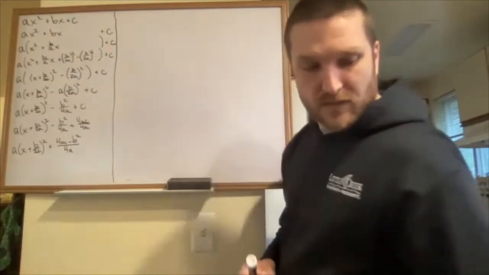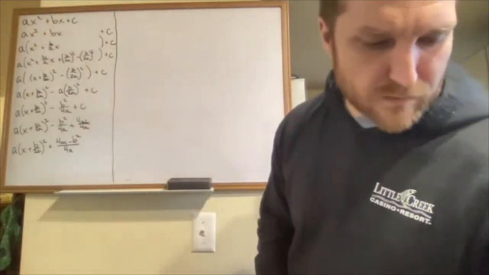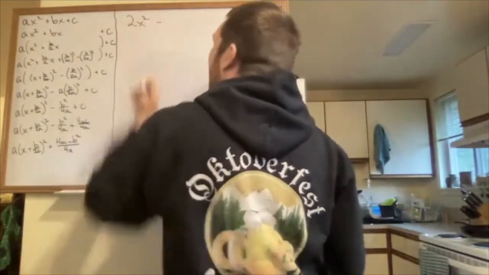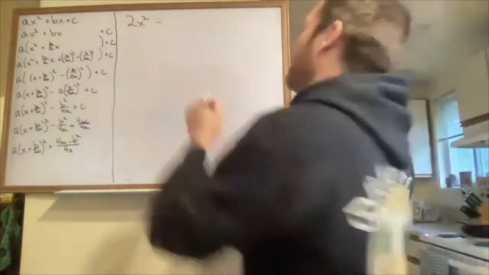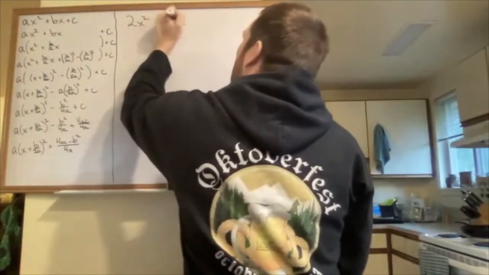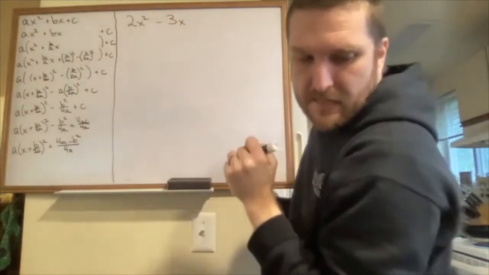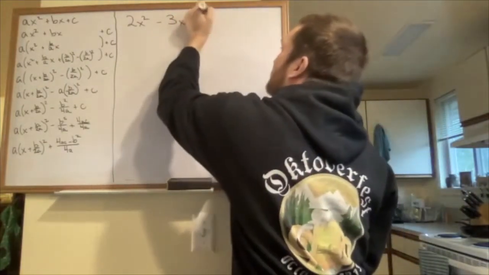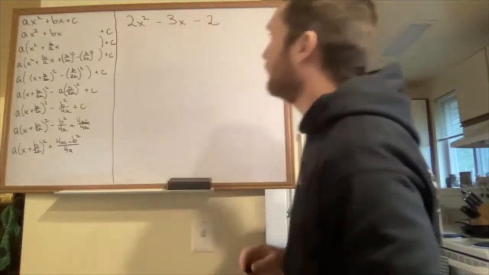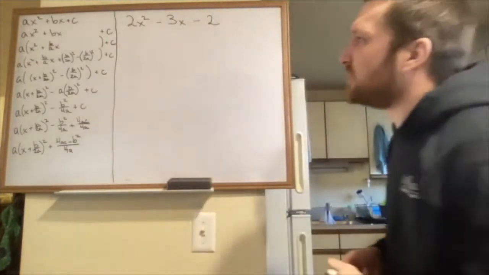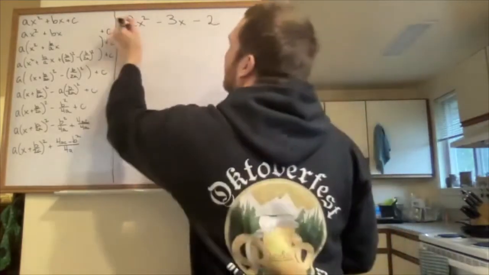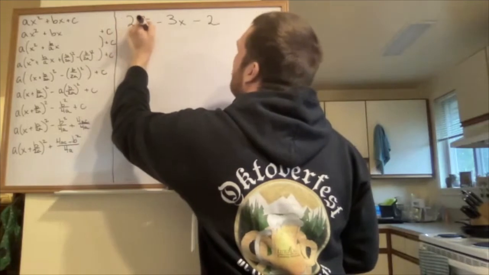Let's see what happens when it's not a nice whole number. So let's say we have something like this. Again, 2x squared, and we're going to go minus 3x. And why not? We'll just do minus 2. Okay, what's my first step? Factor out a 2. Yeah, let's give ourselves some room first.